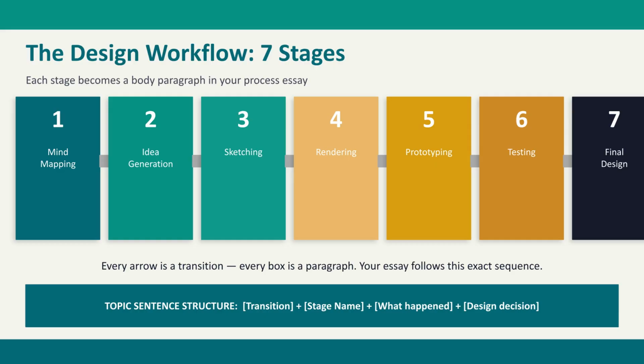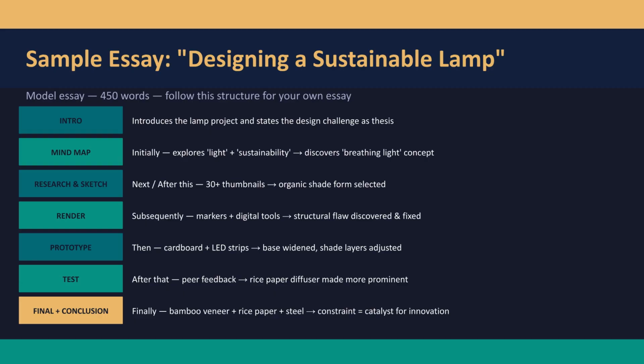That's the design decision. One sentence. Clear, structured, professional. Use this every time. Now let's look at a complete model. The sample essay in your handout about designing a sustainable lamp. If you have your handout, turn to part 5 now.